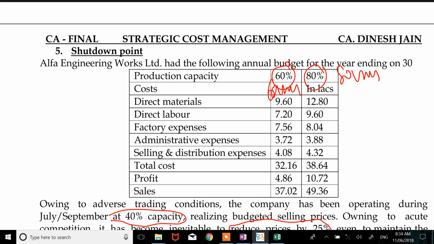How much do you get? 2,400. 8 lakh 4,000 minus 7 lakh 56,000 divided by 80 minus 60. 804 minus 756 divided by 80 minus 60. 2,400. Any doubts on 2,400?